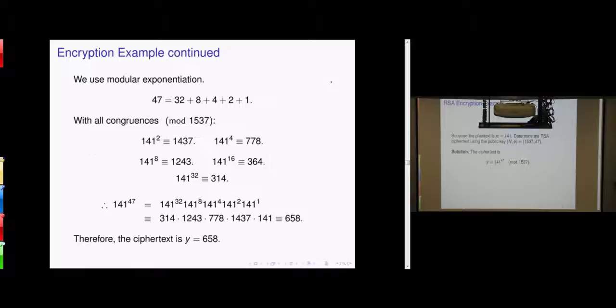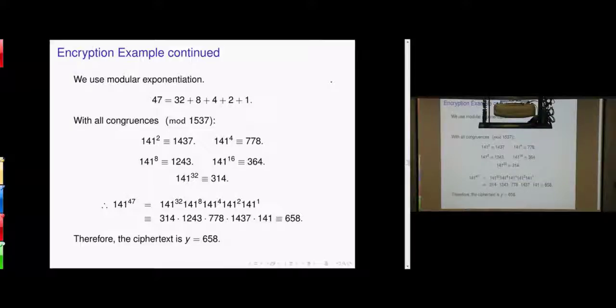So I publish these two numbers, 1273 and 47. You want to send me 141. So what is the number you send me? Well, you want to send me Y. You know M, so you raise M to the power E, and then calculate the remainder. Is it easy to calculate?